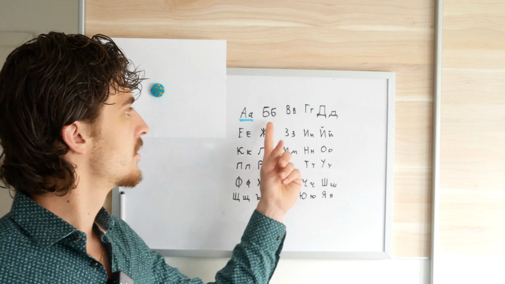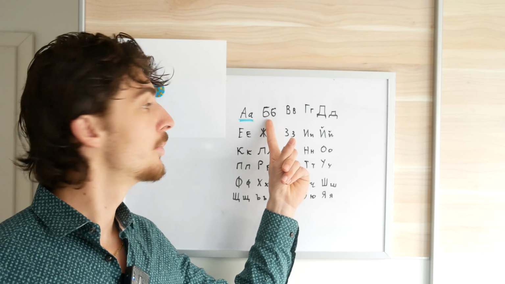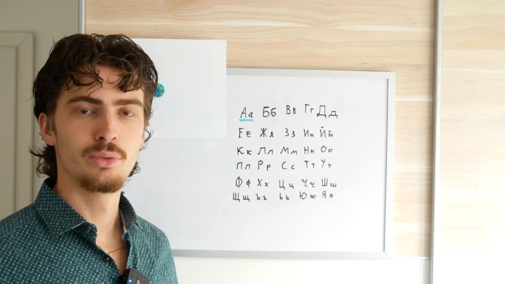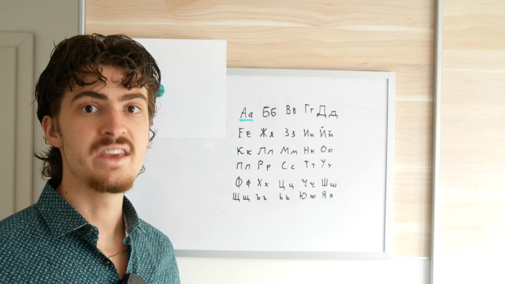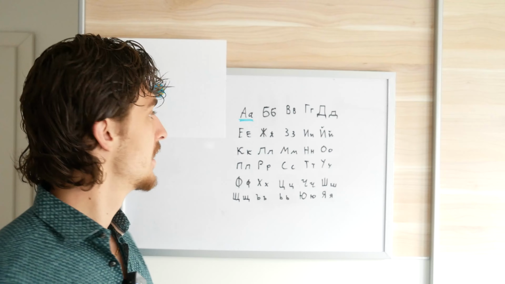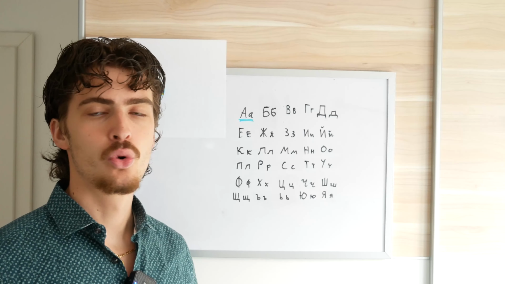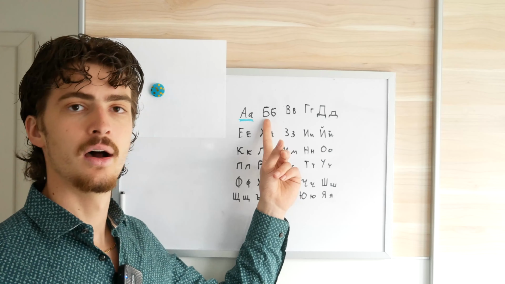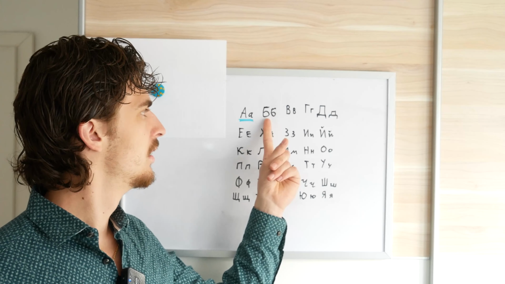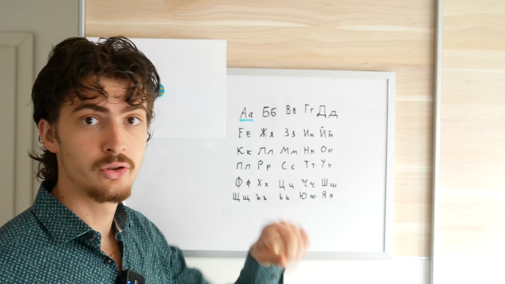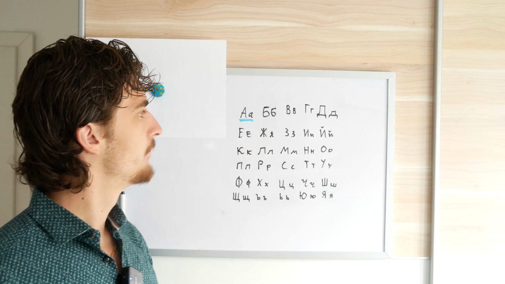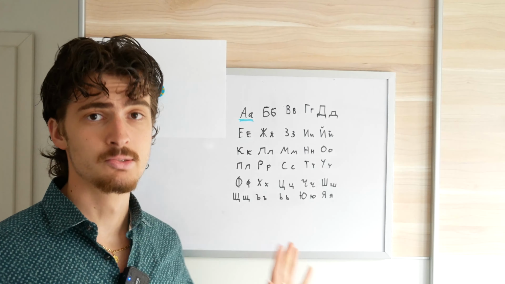Next letter, which doesn't look familiar, but this is B. This letter is the equivalent to our Latin B. Take the word ball. That's what B sounds like. It kind of looks like, I guess, the Arabic numeral 6, but it has the edge here. Excuse my handwriting, by the way. It's not the best, but I gave it a shot.